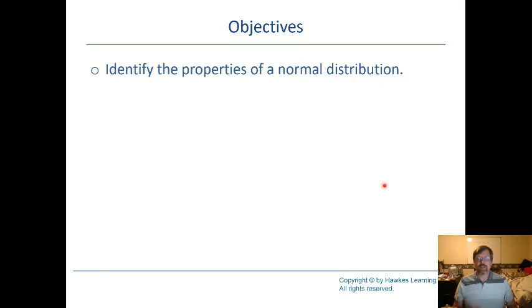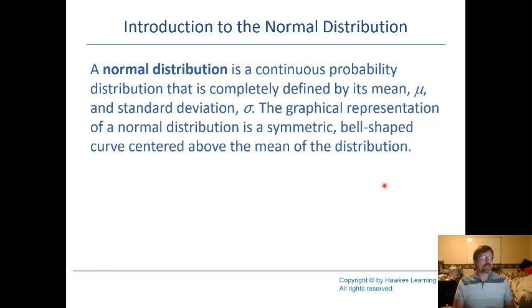So let's talk about what the properties of a normal distribution are. It is a continuous probability distribution. So rather than being discrete values like 1, 2, 3, like what you get from rolling a die, or what you get from flipping a coin, it's continuous. There's an infinite number of possibilities between 1 and 2 in a continuous distribution. It's completely defined by its mean and standard deviation.